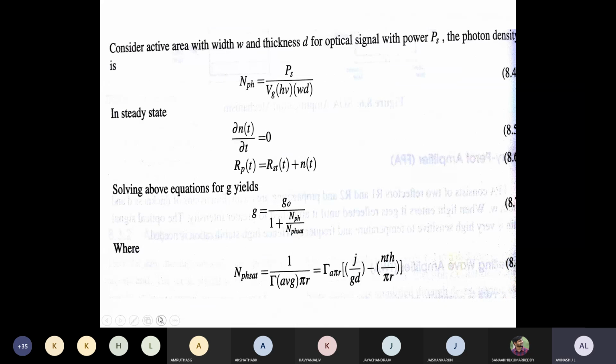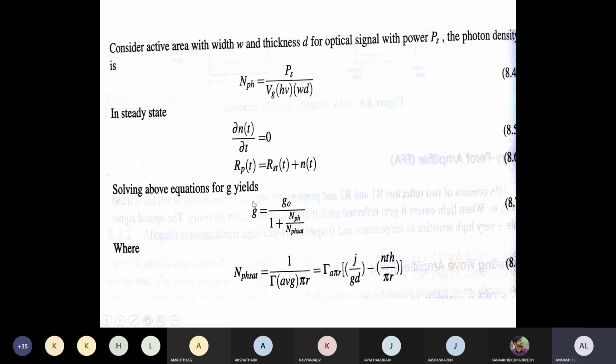Now, continuing after this equation, consider the active area with width W and thickness D for an optical signal with power Ps. The photon density is Nph = Ps / (Vg hν W D). In the steady state, dN(t)/dt will be equal to 0, so the rate density will be 0. In that case, Rp(t) will be equal to Rst plus N(t)/τ.